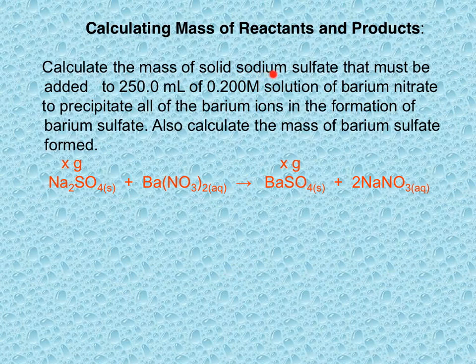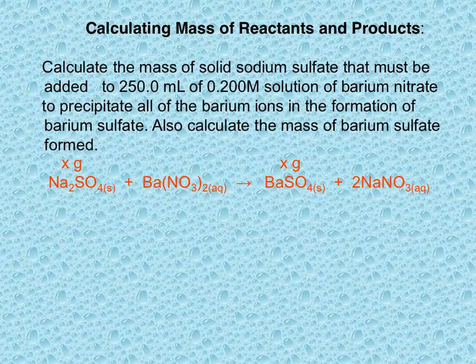Calculate the mass of solid sodium sulfate that must be added to 250 ml of a 0.2 molar solution of barium nitrate to precipitate all the barium ions in the formation of barium sulfate. Also calculate the mass of barium sulfate formed. So we are given a volume and a concentration of the barium nitrate. We want to know how many grams of the reactant sodium sulfate are needed and how many grams of barium sulfate are produced.